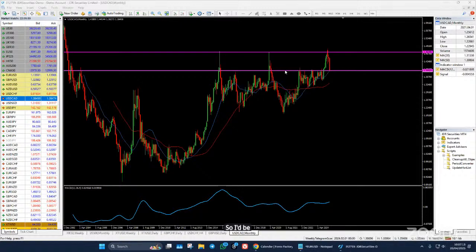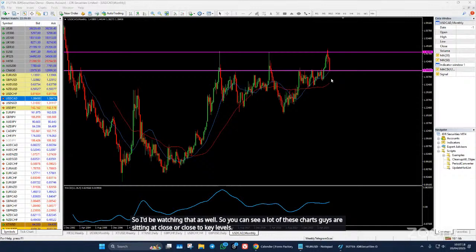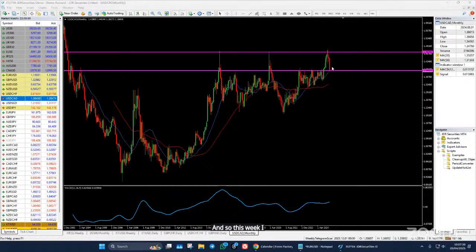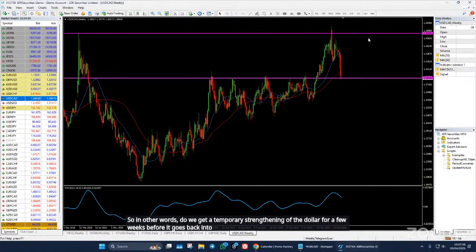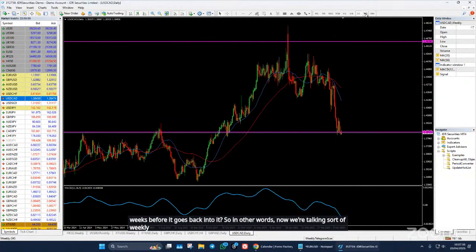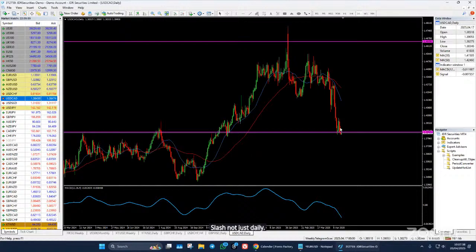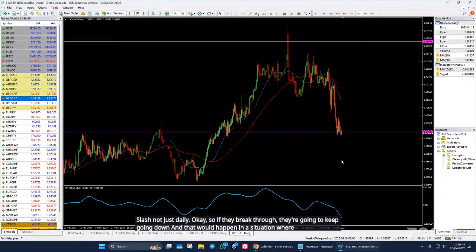So you can see a lot of these charts, guys, are sitting close to key levels. And so this week, I want to see if they manage to keep going through those levels in line with a weaker US dollar, or if they manage to reject them. So in other words, do we get a temporary strengthening of the dollar for a few weeks before it goes back into it? Now we're talking sort of weekly, not just daily. If they break through, they're going to keep going down, and that would happen in a situation where the dollar weakening is quite extreme.